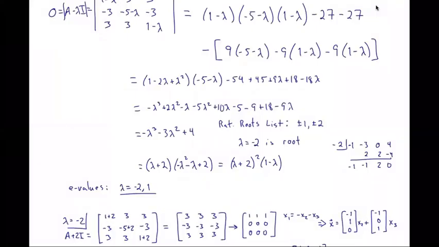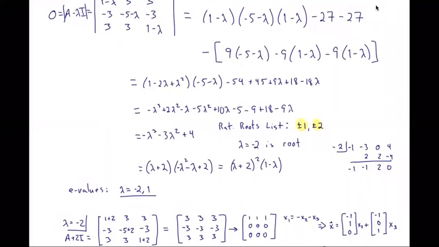Don't forget that we have a rational roots test, or rational roots list, that we can write down. That list is always given by all the factors of the constant coefficient divided by all the factors of the leading coefficient. So that's all the factors of 4 divided by all the factors of -1, with plus or minuses. So the possible rational roots for this polynomial are plus or minus 1, plus or minus 2, and plus or minus 4, because those are the factors of 4 over 1.